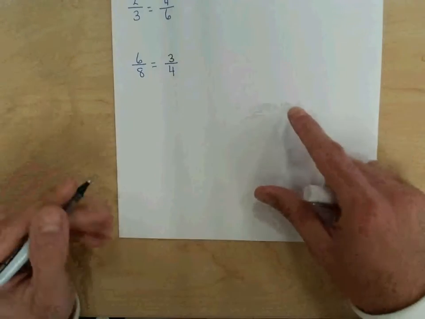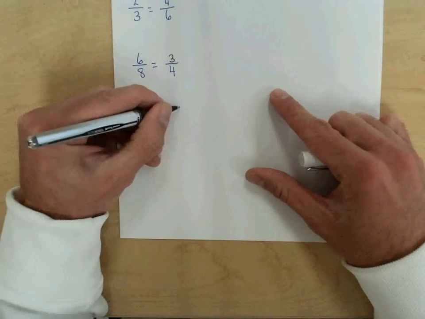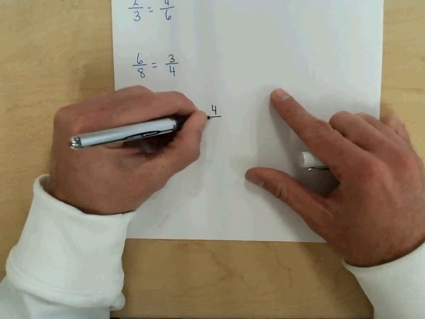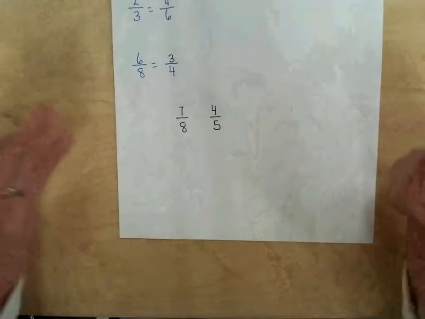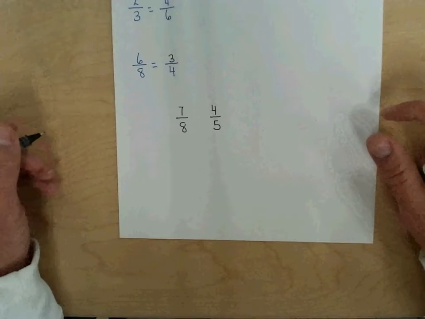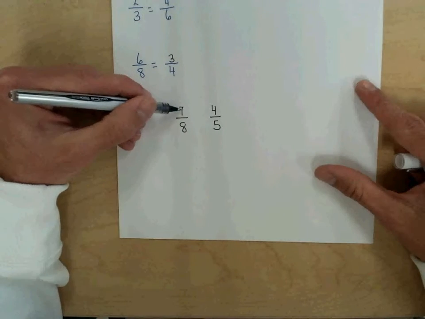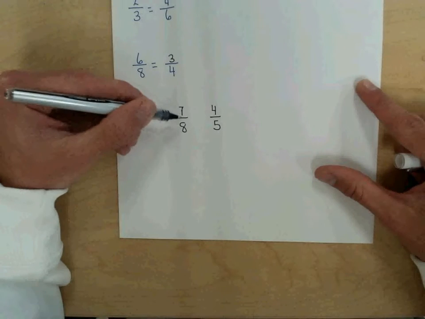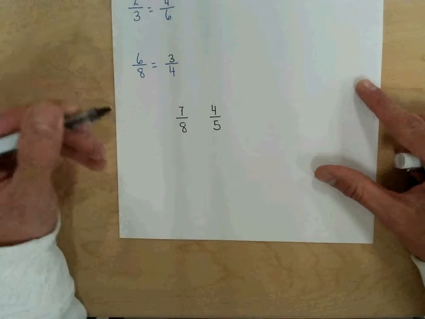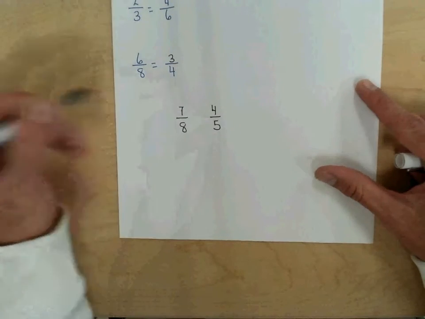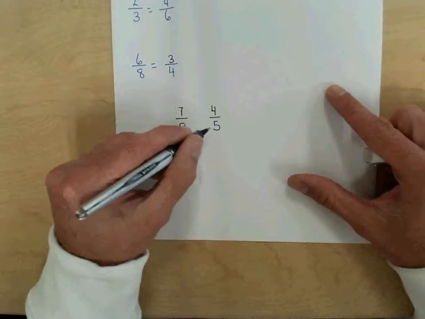What else we've been doing is cross multiplying. So let's say we have 7/8 and 4/5, and we want to figure out which fraction is greater, which fraction is smaller. What we've been looking at is the numerator, and saying, I know that if I double that, that equals 14. That's greater than my denominator, so I know it's greater than half. The same thing here, if I double that, that's 8. That's greater than 5, so I know it's greater than half.